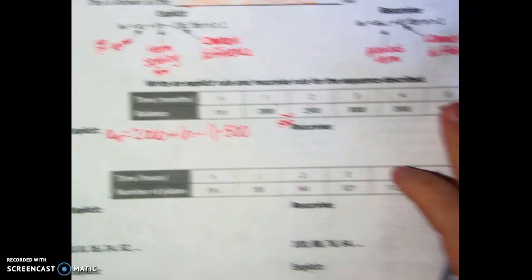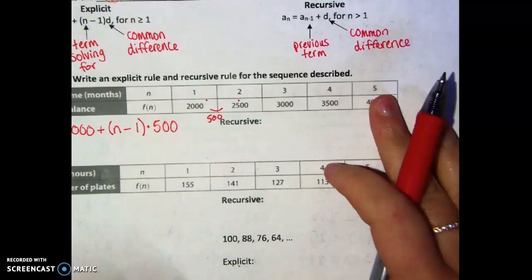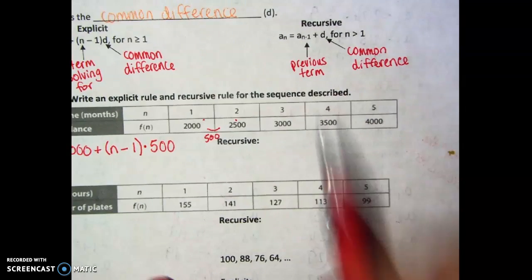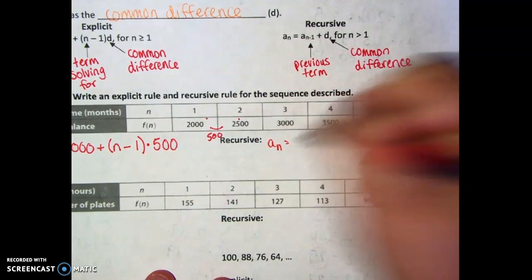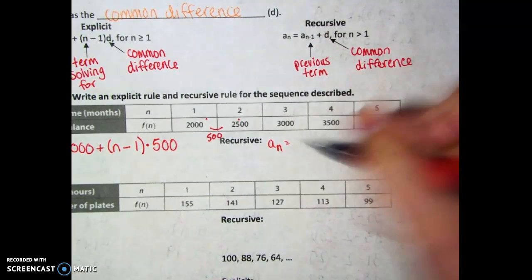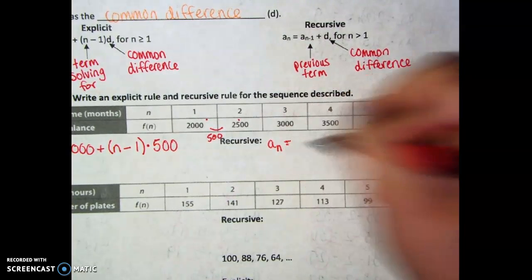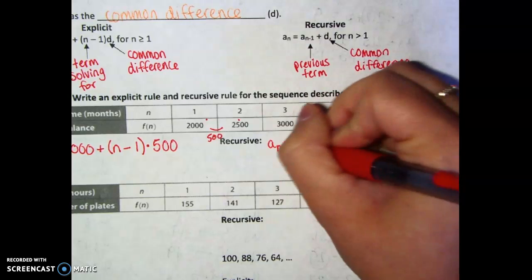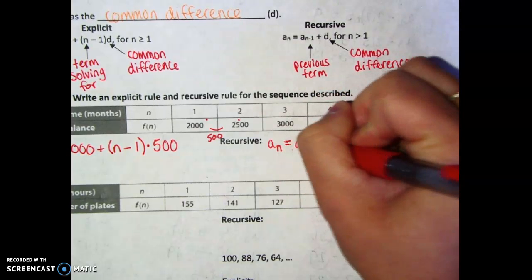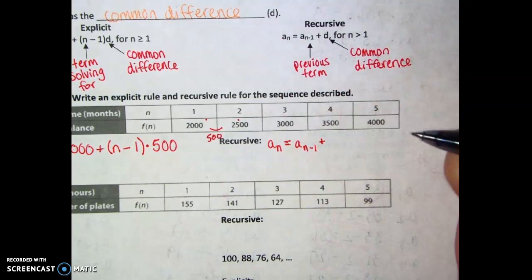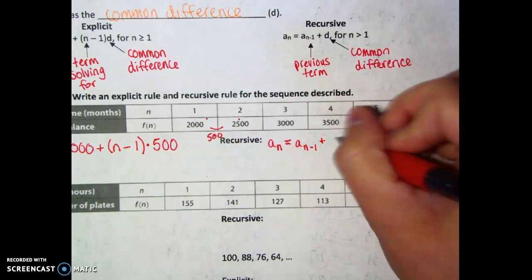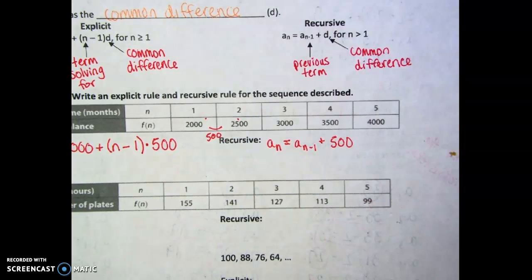Okay, let's look at the recursive one. So recursive, again, you start with A sub n. And then previous term, we don't know the previous term, so we just write A sub n minus 1. And then plus the common difference. And we already know the common difference is 500. That's it. I know it looks more complicated than what it really is, but that's it.